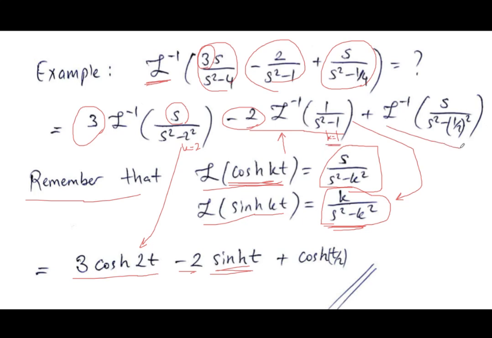If we look at the third one now, we have s divided by s squared minus 1/2 squared. And for this one, remember again, s over s squared minus k squared. This resembles the hyperbolic cosine function. So we can say in our example here, k corresponds to k equals 1/2. And then we can immediately write down hyperbolic cosine t over 2, as you see here.